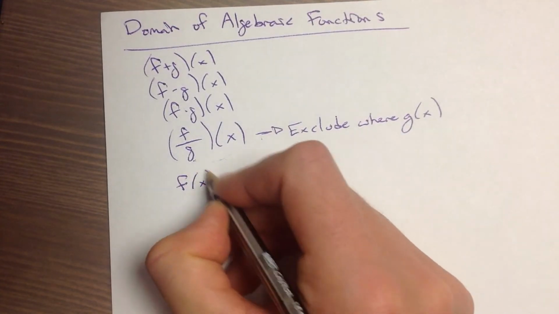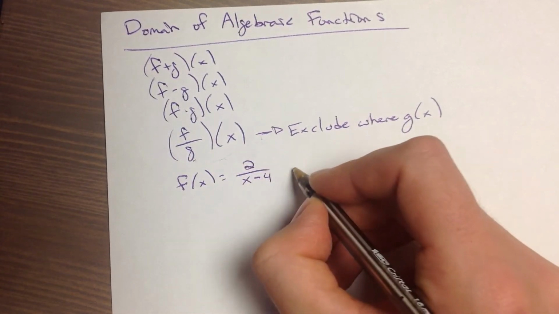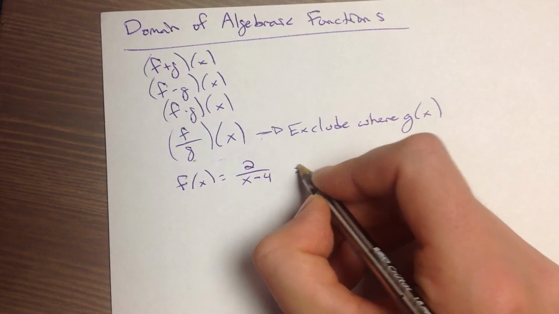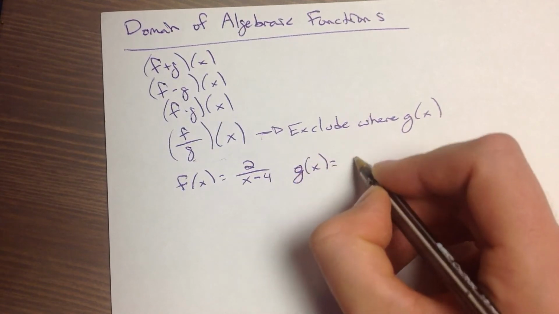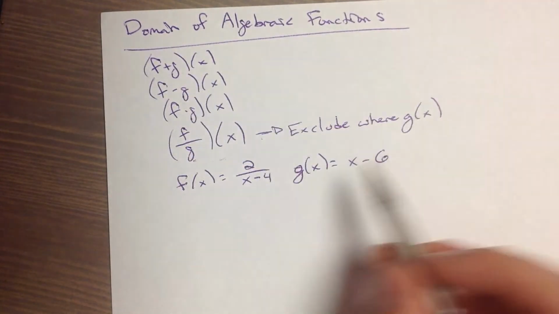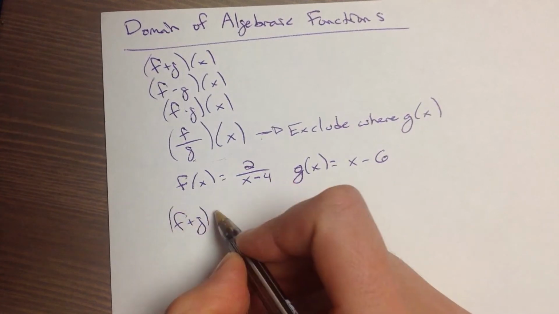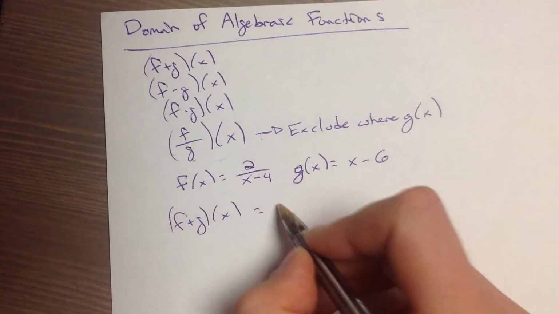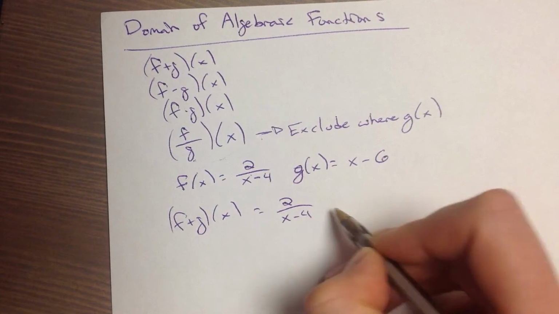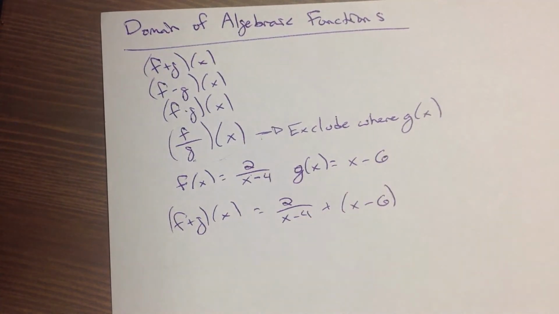Let's say we were looking at f of x equal to 2 divided by x minus 4, and g of x equal to x minus 6. So we have these two functions. If we want to add the two functions together, f plus g of x, we would get 2 divided by x minus 4 plus x minus 6.